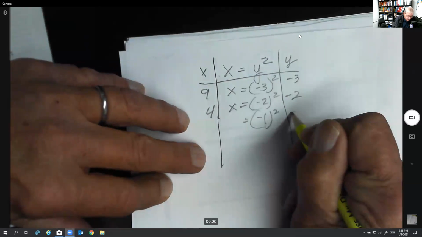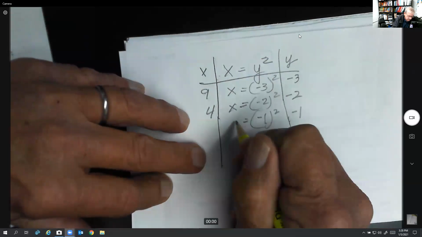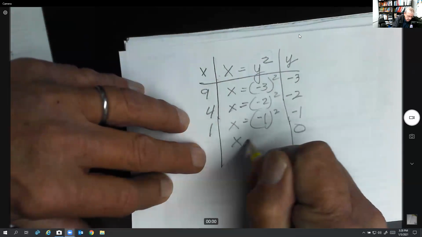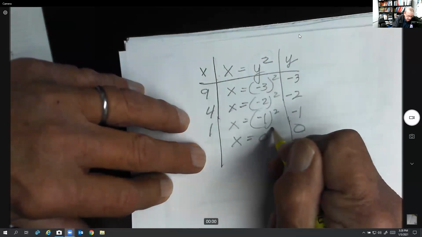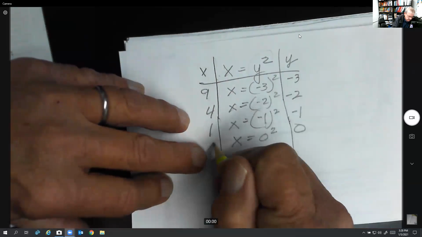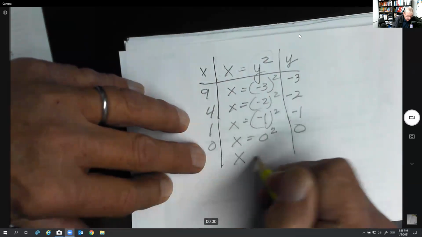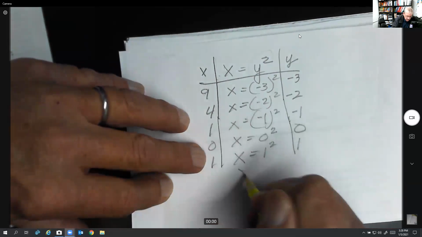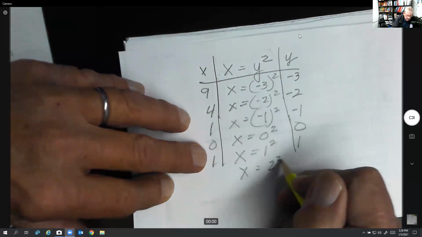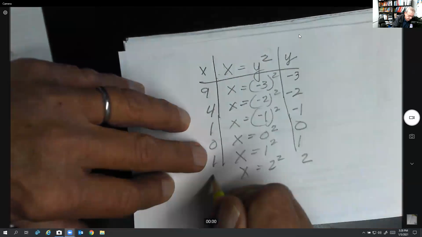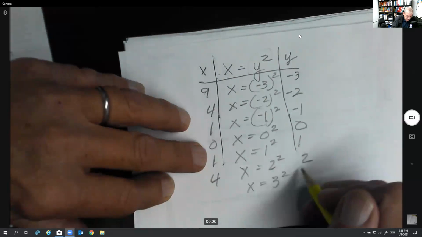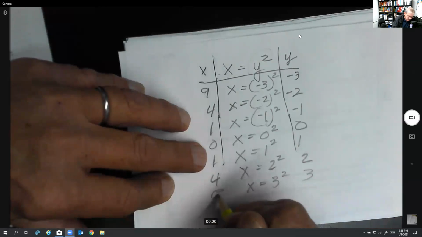Negative 1 squared, I'm putting in a negative 1, squared is 1. Putting in a 0, x equals 0 squared, which is 0. Putting in a 1, x equals 1 squared, which is 1. Putting in a 2, x equals 2 squared, 4. Putting in a 3, x equals 3 squared, 9.